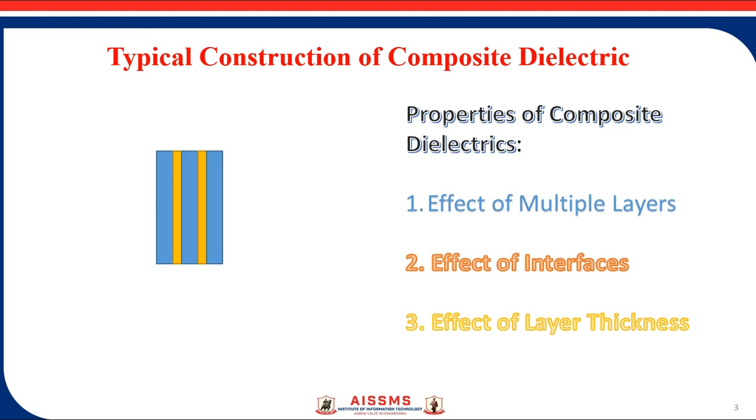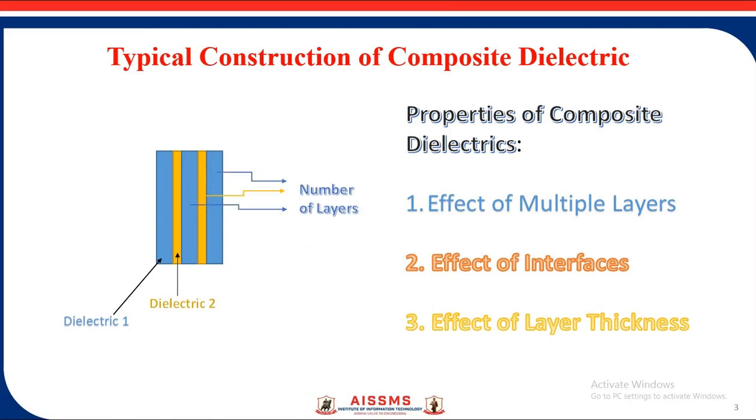Let us see the typical construction of a composite dielectric. You can see in the figure, over one dielectric there is another dielectric. There are a number of layers of such dielectrics, and there is an interface. The interface is the part where the two dielectrics overlap or meet each other. So the interface is basically the touching of the two sides of the dielectric that are either in parallel or in series, and therefore they are one on top of the other. That part where both the dielectrics touch is called an interface.